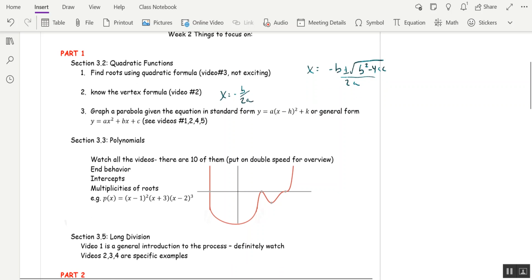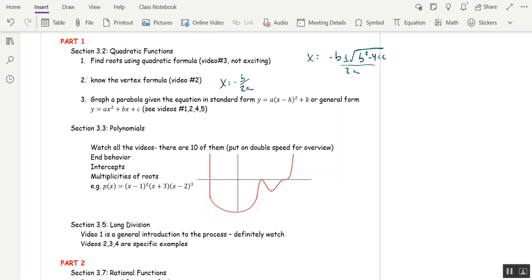Polynomials, there are 10 videos to watch. I suggest you watch all of them. Put them on double speed if you have to, but they're very valuable. So let's just go over what you're going to learn about. End behavior, that's the behavior of the polynomial as x either goes to negative infinity or infinity.